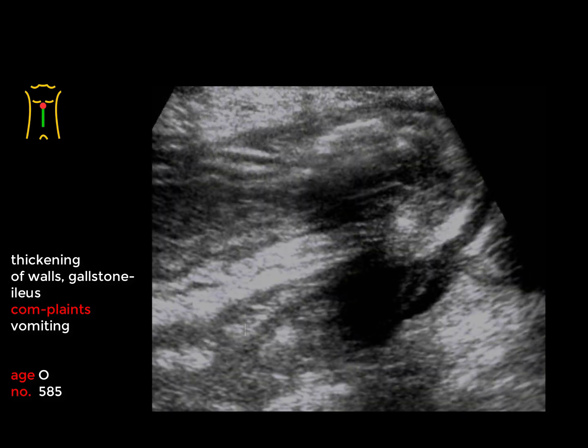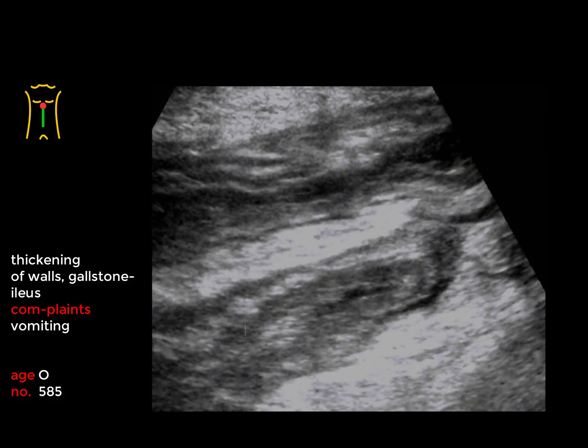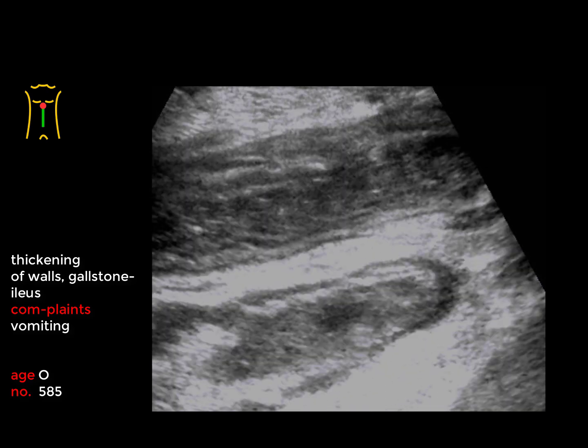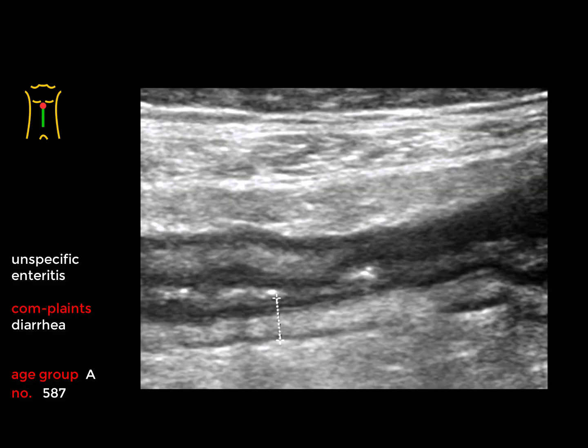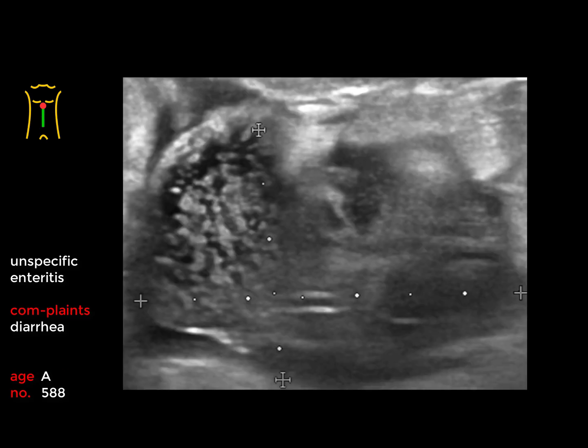585 is the specific gallstone ileus feature we wanted to come back to. In 586, it is again the clinical and echographical typical feature of an unspecific enteritis. This is true in case 587 as well, a self-terminating diarrhea. And in 588, a non-specific self-limiting enteritis leads to a specially nice depiction of the valvulae conniventes.